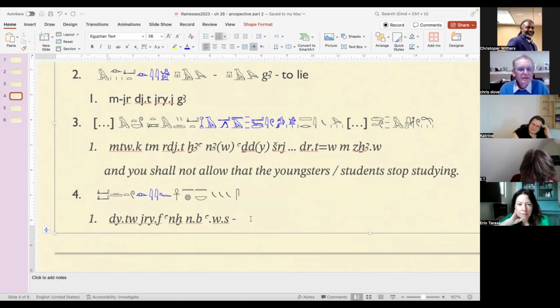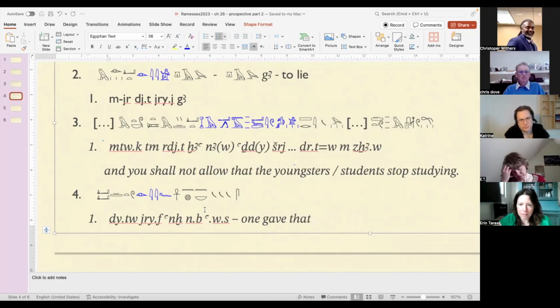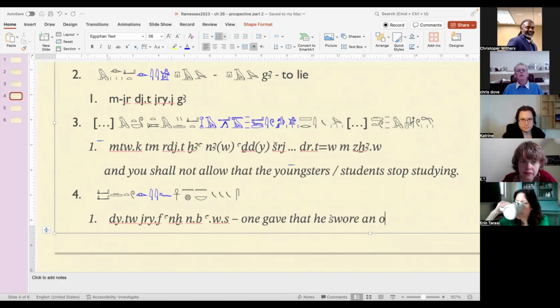So it could be past tense, one gave, or it could be "may one give," right? In context, it is a narrative, so I'll go with the past tense. So that's a past tense. D2, one gave, and then the rest. I think you had it. So he had made life for the Lord. Or give life to the Lord. It's not life. Close. Oath. Yeah, oath, okay. So he gave an oath to the Lord. I'll make it more idiomatic: that he swore an oath to the Lord.